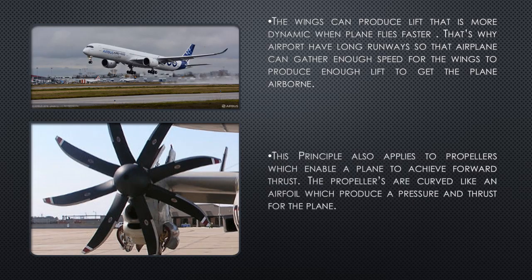You can imagine, or you may have seen, that when the airplane runs along the airport surface, it covers a small distance, and on covering this distance you see that the airplane gradually changes its direction, tilted in the upward direction, so that the airfoil produces the dynamic lift for the aeroplane. In the below example, this principle also applies to the propellers, which enable a plane to achieve the forward thrust.